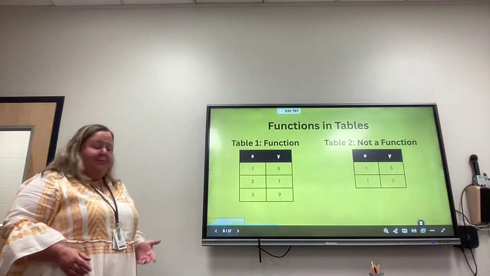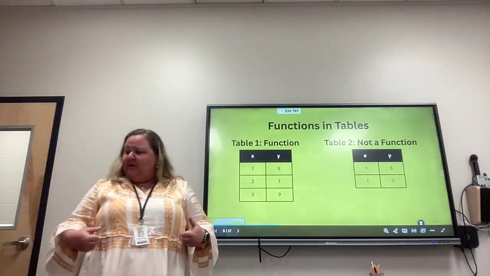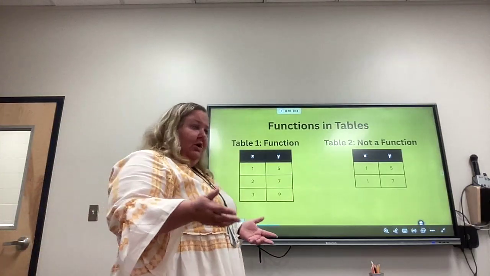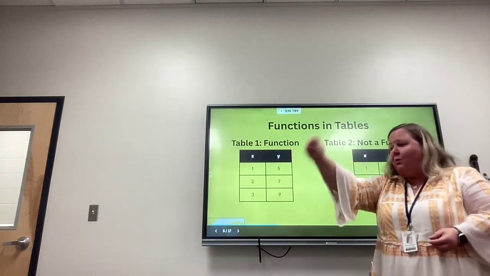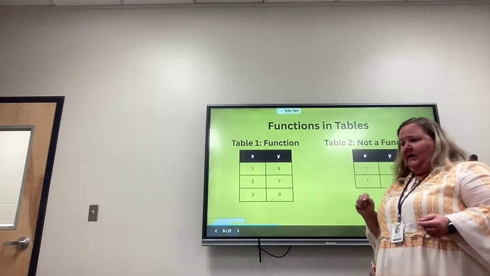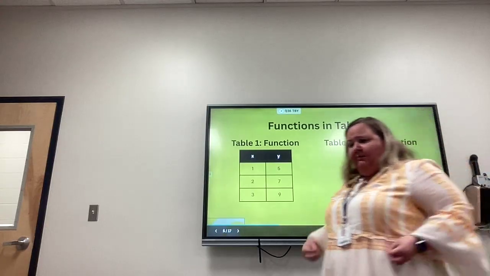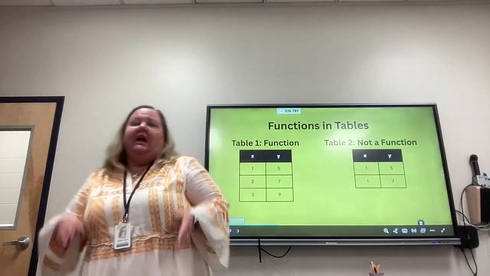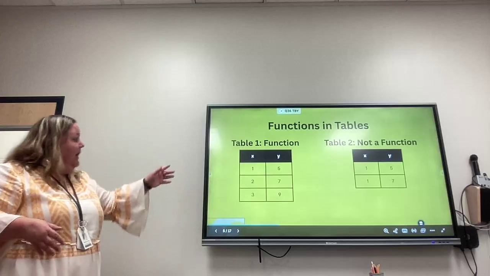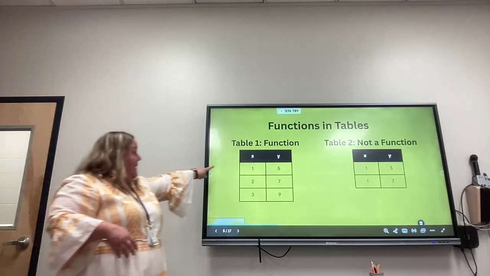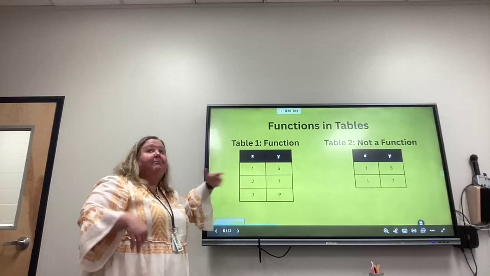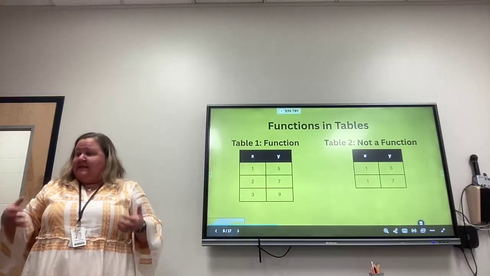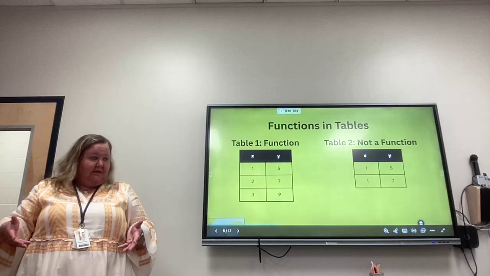So if we look at a table, let's talk about those inputs. Earlier we said for every independent, that independent only happened once. That quarter, we could only put one quarter in, right? And it's going to give me that something out in that function. Here, I'm putting in a 1, and then I'm putting in a 2, and I'm putting in a 3. Those X's, that independent never repeats.